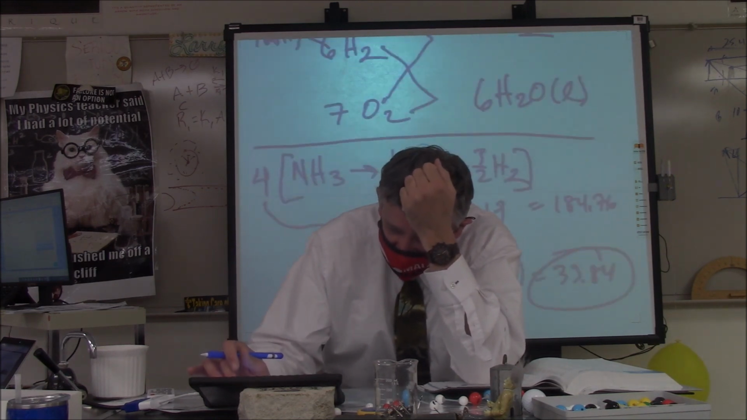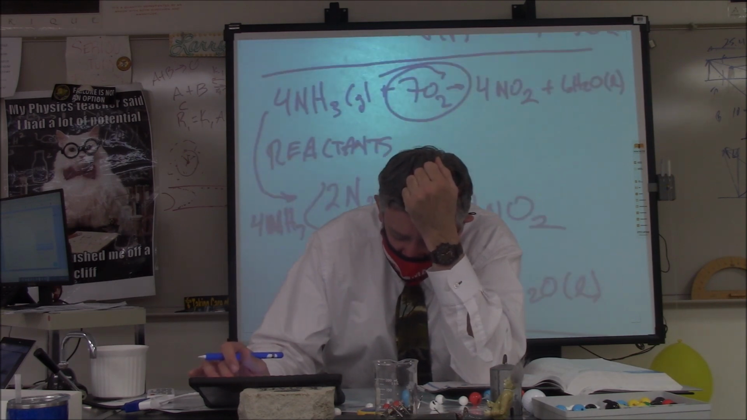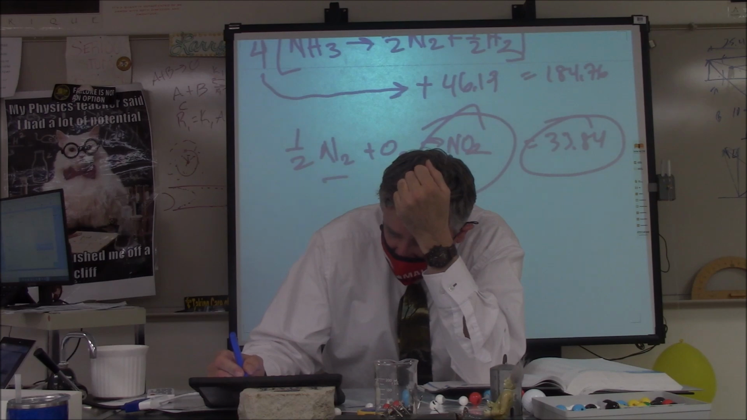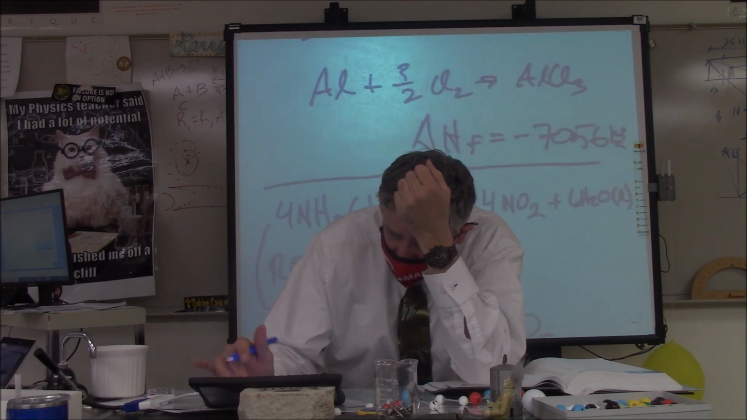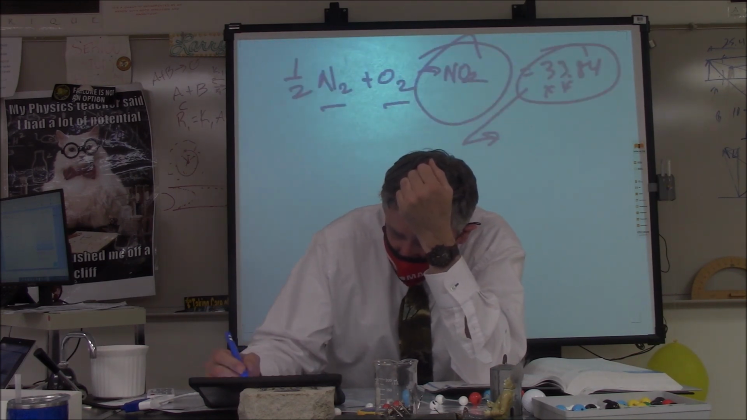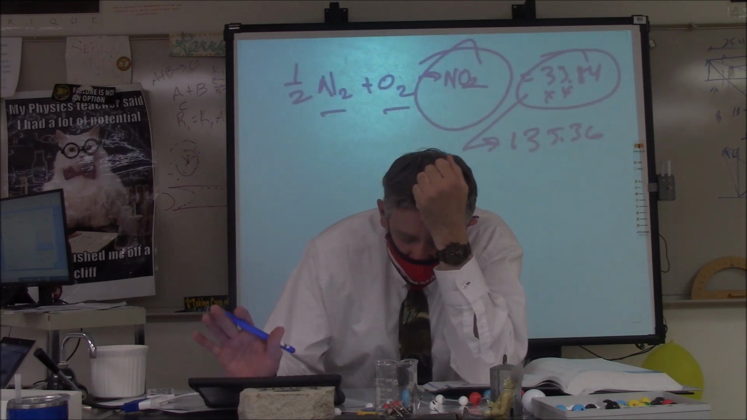Now, so here's the story. That's going to happen 4 times. So take 33.84 times 4. That's going to happen 4 times? Yep. Because I want to make 4 NO2s. Oh, I thought it was only 2. 135.36. Okay? Now, here's the last one.